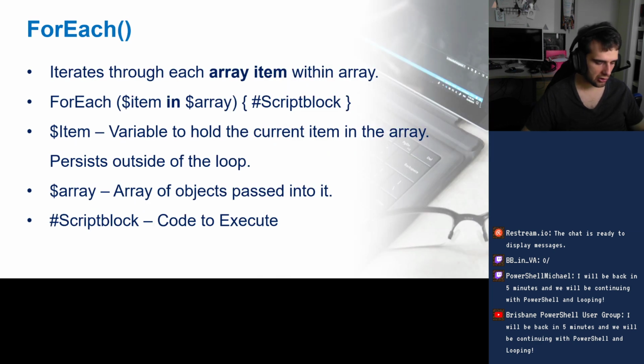For each. So for each is basically used to iterate through an item within an array. Now that can be a property or an object within a collection. So essentially, the definition is you have a for each item in an array, which sounds pretty straightforward. But it can get quite complicated to understand.